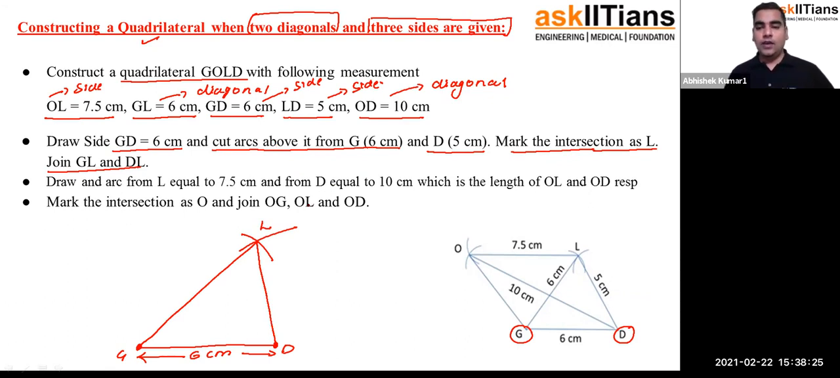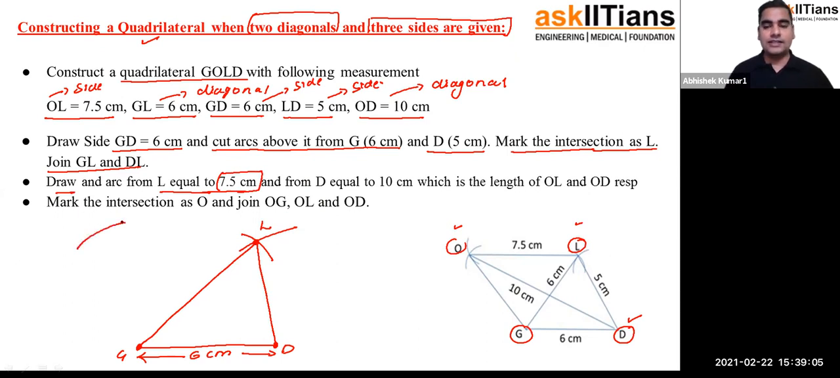Now, what is our goal? Our goal is actually to draw this triangle DLO. And if you want to draw this triangle DLO, you can make good use of this base, which is DL. And using that base, you can draw the other two sides, which are DO and LO respectively. So what you should do is draw an arc from L equal to 7.5 centimeter, because the length of LO is 7.5 centimeter. So assuming L to be the center, we are going to draw an arc whose length is equal to 7.5 centimeters.